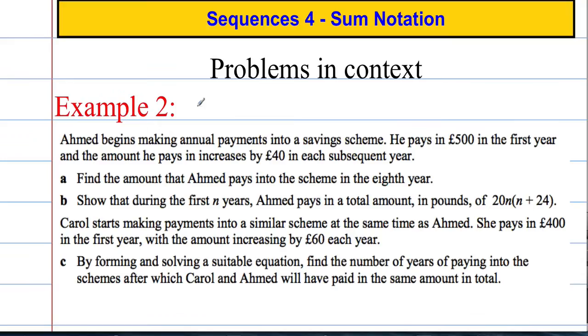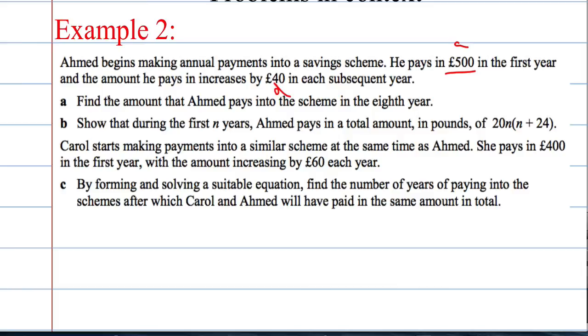Okay, let's have a look now at a problem in context. So Ahmed begins making annual payments into a savings scheme. He pays 500 in the first year. So the first term is going to be 500. And the amount he pays in increases by £40 each year. So if it's increasing by £40 each year, that means the common difference, d, must be 40. Find the amount that Ahmed pays into the scheme in the 8th year.